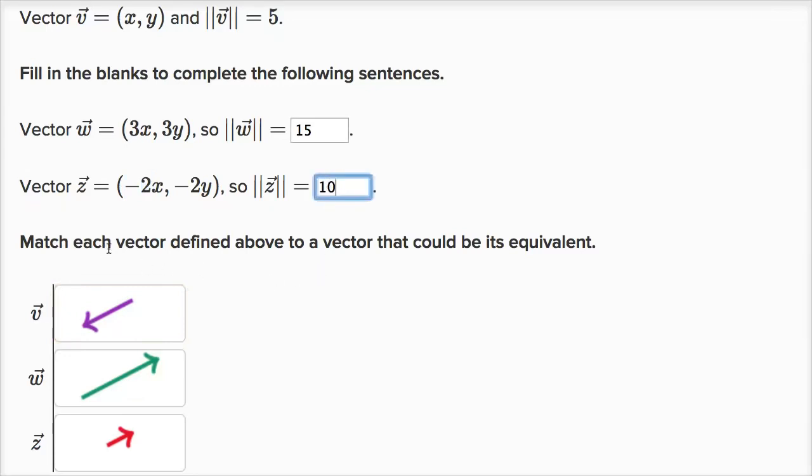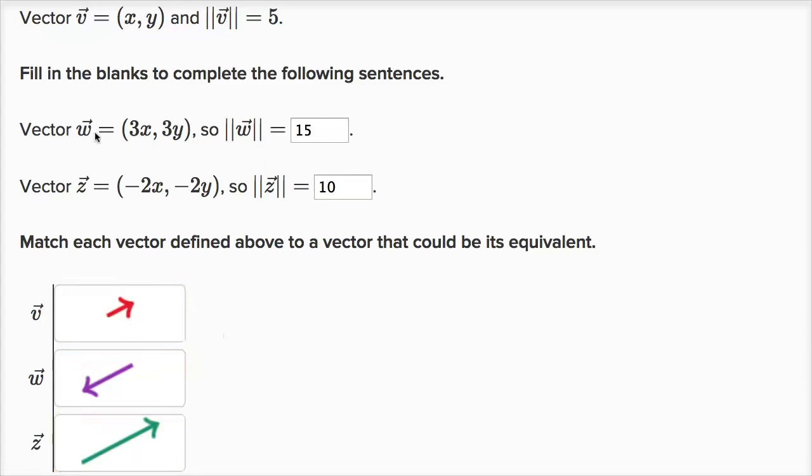So now they say match each vector defined to a vector that could be its equivalent. So if we think about it, the vector with the smallest magnitude is going to be vector v. The other two, we're multiplying vector v by scalars with an absolute value of more than 1. So they're going to have larger magnitudes. So the smallest magnitude is this one right over here. This is the shortest vector. So that would be our vector v.